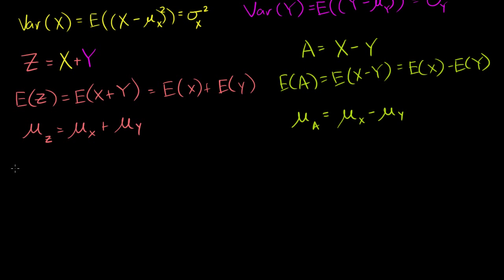Now, what is the variance of my random variable z? And once again, I'm not going to do a rigorous proof here. This is really just a property of variances.